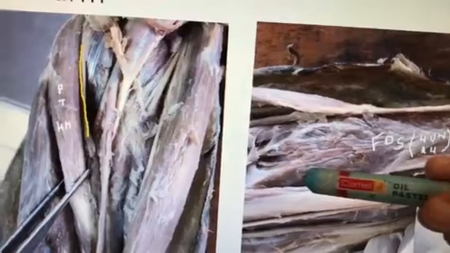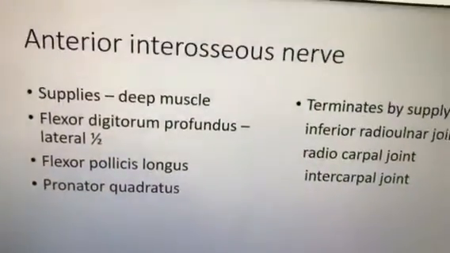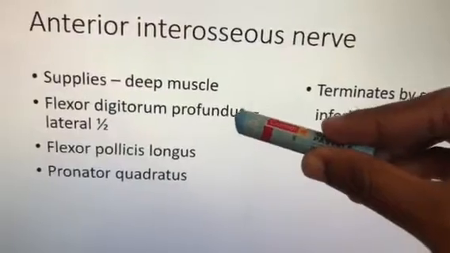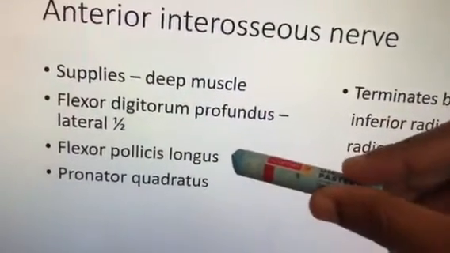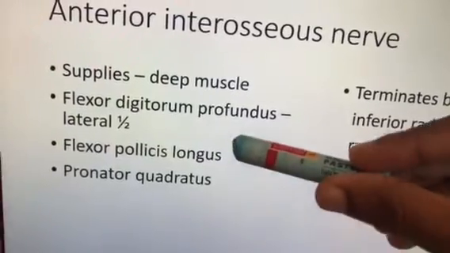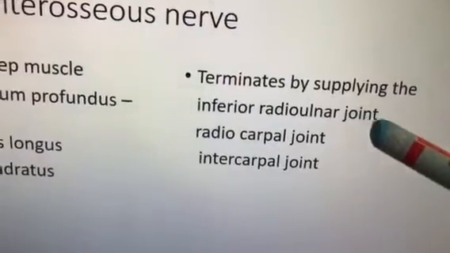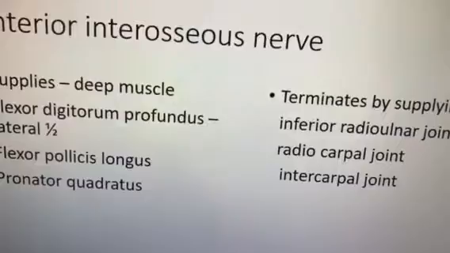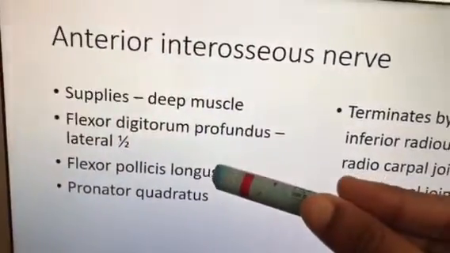While entering, it gives a branch called the anterior interosseous nerve, which goes deep. What are the deep muscles present there? It supplies the deep muscles: flexor digitorum profundus, the lateral half, because the medial half is supplied by the ulnar nerve, which we will see in the ulnar nerve video, and flexor pollicis longus and pronator quadratus. These three are the deep muscles that everybody knows, and it terminates by supplying the nearby joints. Always you should write the articular branches. These are called articular branches, and these are called muscular branches.